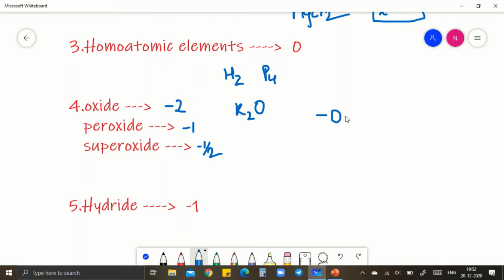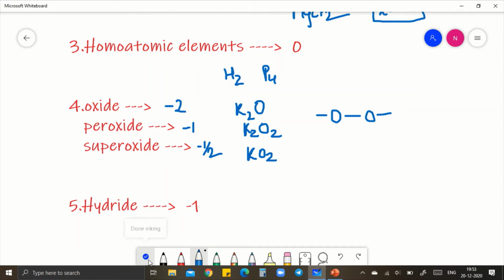Peroxide: if there are 2 oxygens linked side by side, this bond is known as the peroxy bond. The oxidation state is -1, for example K2O2, potassium peroxide, similar to hydrogen peroxide, H2O2. In potassium peroxide, the oxygen oxidation state is -1. And superoxide is KO2, potassium superoxide. In this compound, the oxidation state is -1/2.